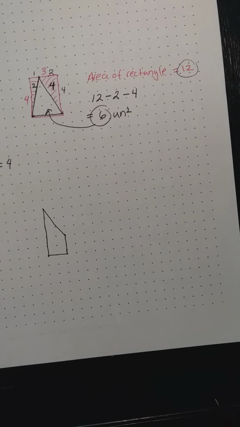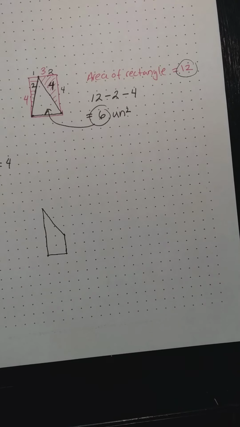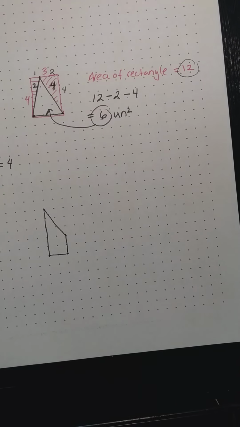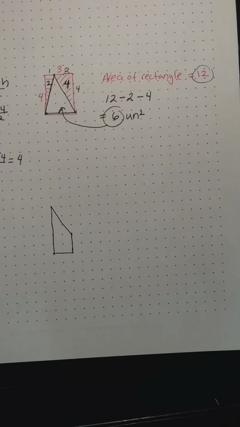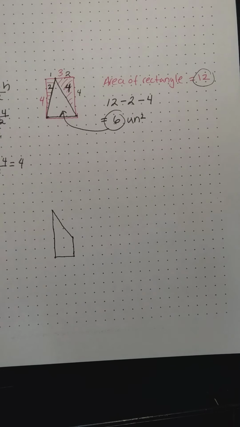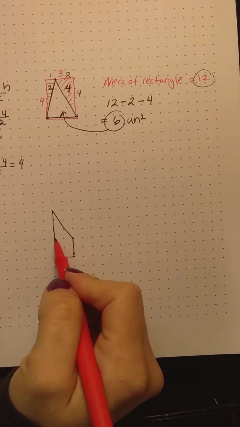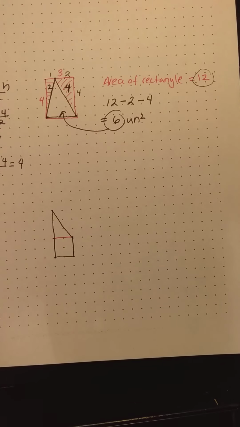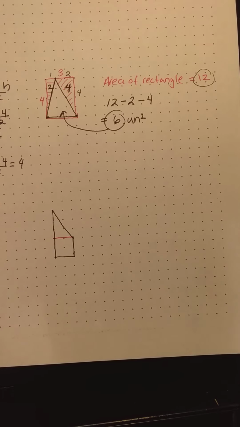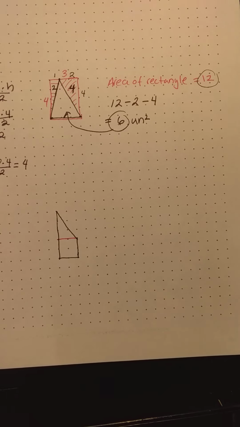In this next example, I have a figure that is not a triangle or a rectangle. It's actually a composite of both of them. So in this case, I could split the figure up into two figures that I could easily find the area of. So if I split the figure up here, there might be more than one way you can split it up. But if I split it up there, I have a right triangle on top and a square on the bottom. So I can find the area of each of those individually and then add them together.